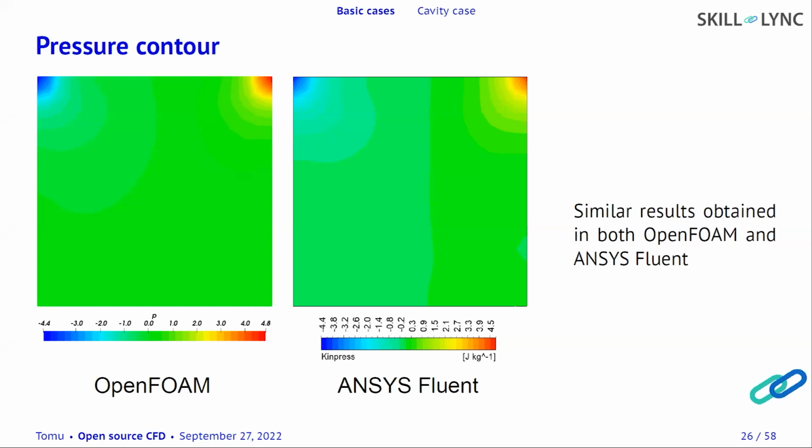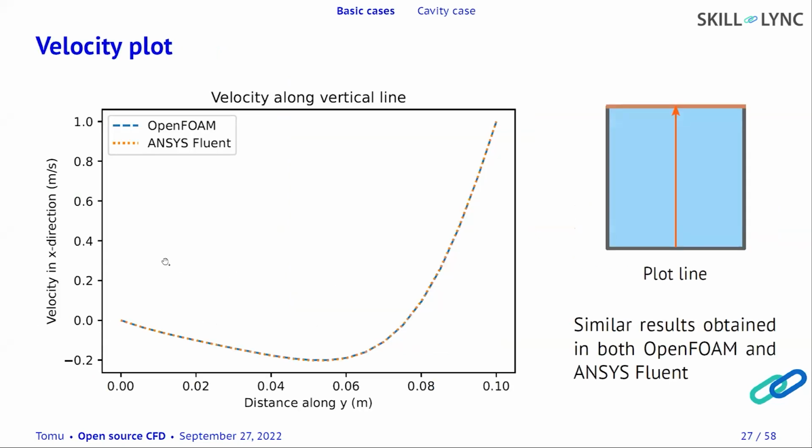Now we are plotting the velocity along this line. On the right-hand side, you can see a red line. We are plotting the magnitude of velocity along this line. Here we have plotted the result for both OpenFOAM and Fluent. Now you can see both plots coincide, which means that the results are almost the same in both the tools.